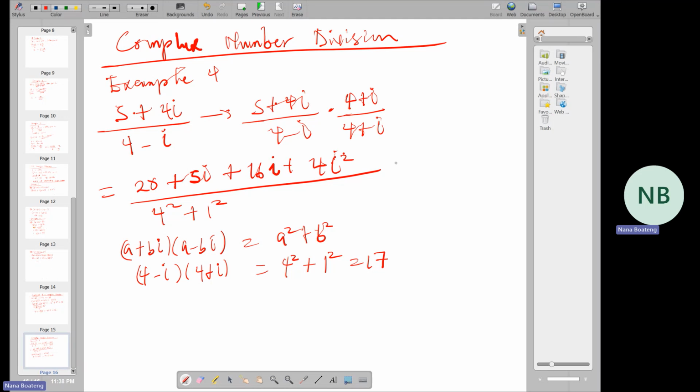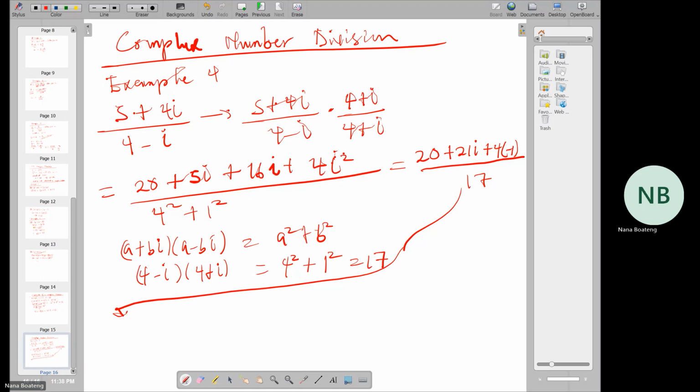All right. So here we have 20, we have 20 plus 5i plus 16i is 21i. And plus 4 times i squared, which is negative 1. And this is divided by 17. So this becomes 20 plus 21i and minus 4, divided by 17. So this becomes 16 plus 21i divided by 17.